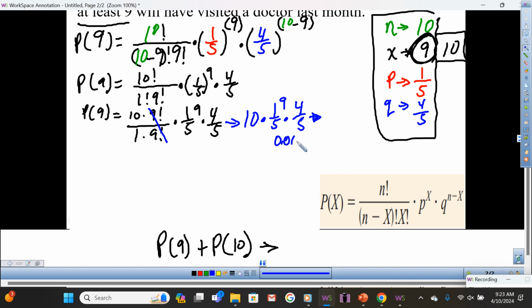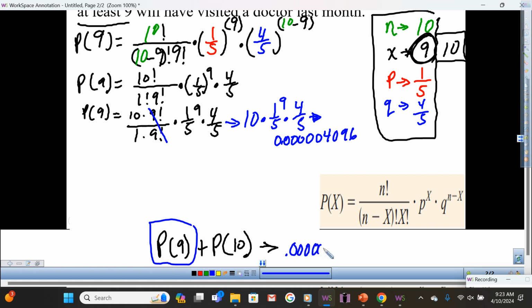All right, so 0.0000. How many zeros? 4? 5? 09? 409? 6. All right. So that is for this one. So I'm going to write it here. 0.000004096. We need to add that to what? P of what? 10. So we need to do all this again, but for P of 10.